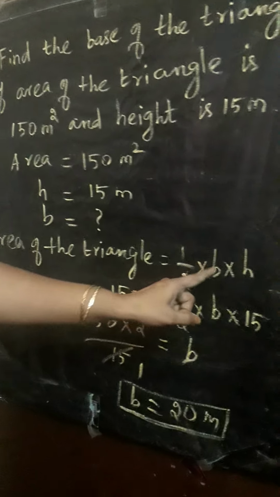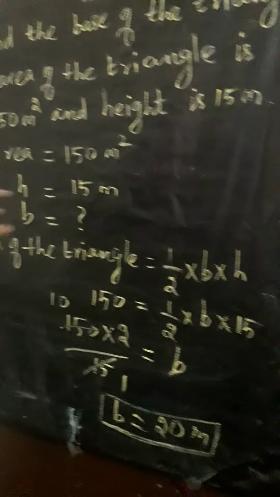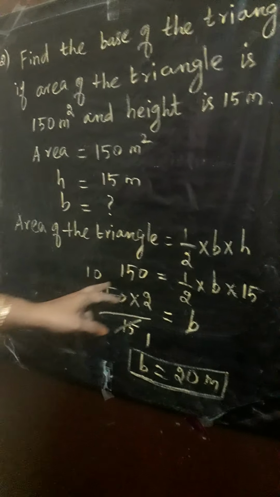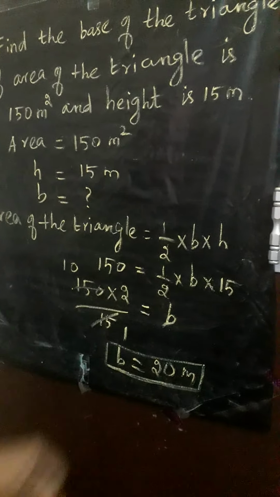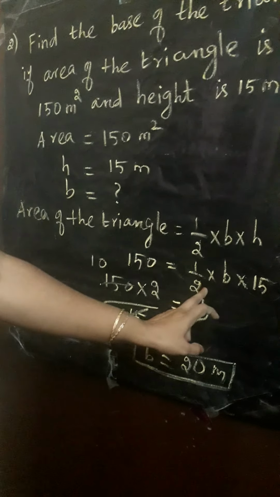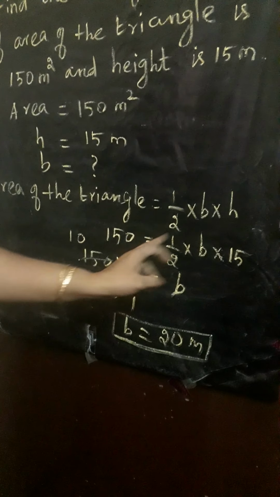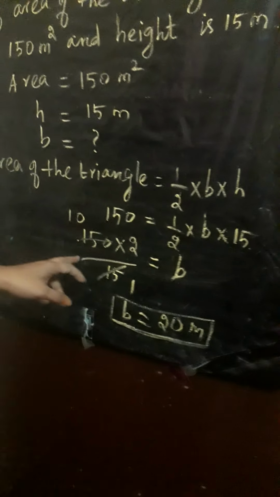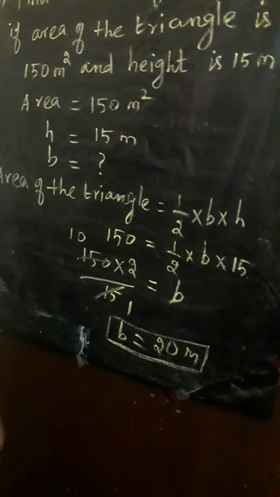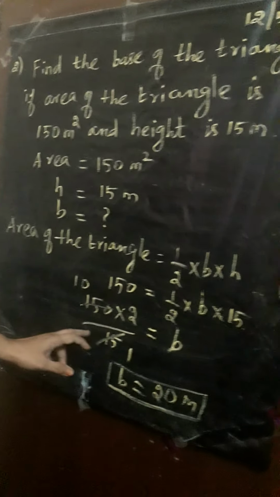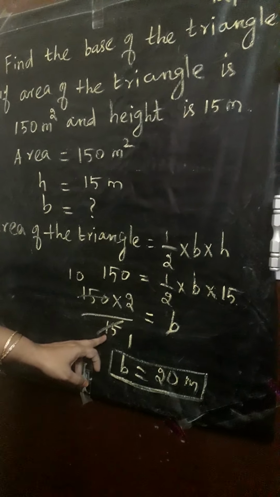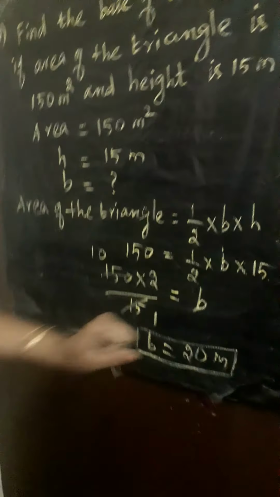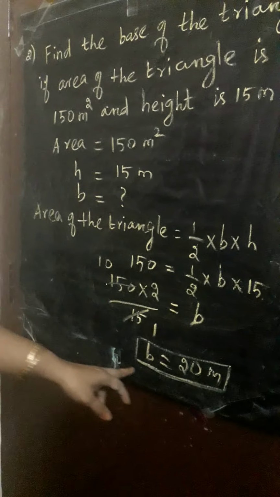Area of the triangle equal to half into B into H. First you write the formula. Next you substitute the given values. Area of the triangle is 150 and height equal to 15. So 150 equal to half into B into 15. Next you find B. So divide 2, it goes to opposite, becomes multiply 2. And multiply 15, it goes to opposite, it becomes divide 15. Next 150 into 2 by 15 equal to B. So 150 by 15, cancel by 15 table. 1 15 is 15, 10 15s are 150. So 10 into 2, 20. B equal to 20 meter. So base of the triangle equal to 20 meter.